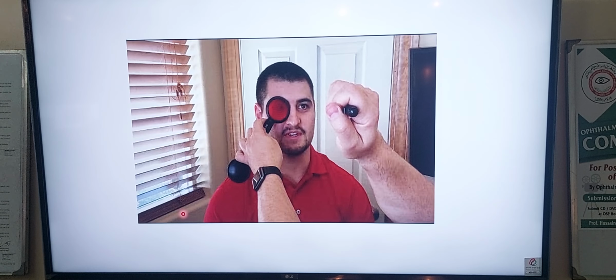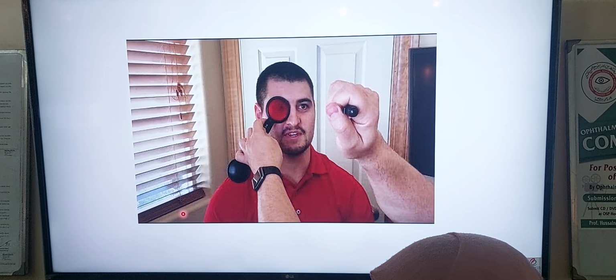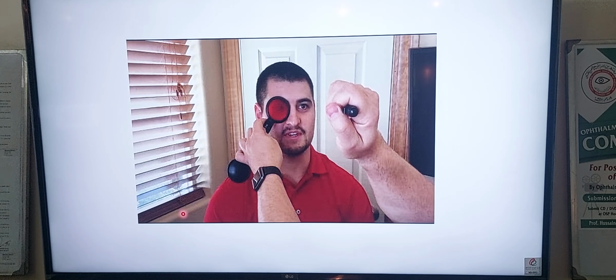I couldn't bring the trial frame. Okay. I'll put it close to that. The distance for near will be 33 centimeters and far will be at 6 meters distance. This is not the ideal distance, but we'll perform it there.